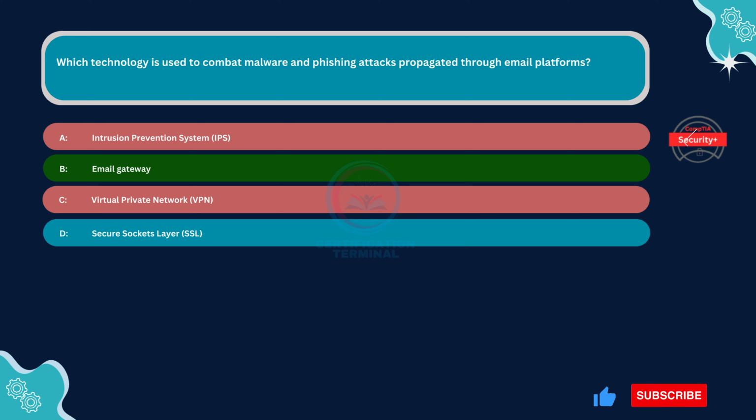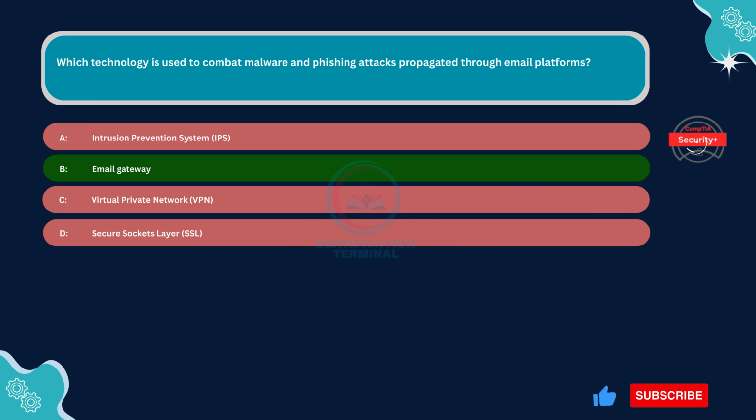VPN is a technology used to establish secure and encrypted connections over a public network, typically to provide remote access to corporate networks or to enhance privacy and security while browsing the internet. While VPNs can enhance security, they are not specifically designed to combat malware and phishing attacks propagated through email platforms.